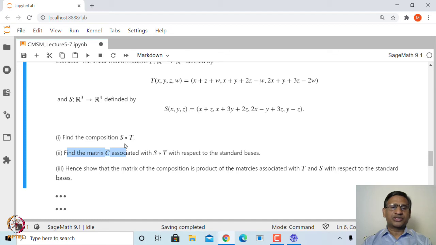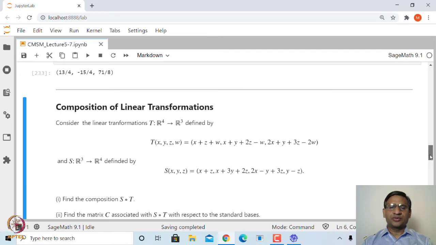So once you have a linear transformation S composite T, let us find the matrix of this composition, let us say with respect to the standard basis, and then we want to check how the matrix of this composition is related to the matrix of T and the matrix of S. The result says that if C is the matrix of the linear transformation S composite T, and if A is the matrix of T and B is the matrix of S, then C will be B times A. That is the third part. So this is what we want to check.